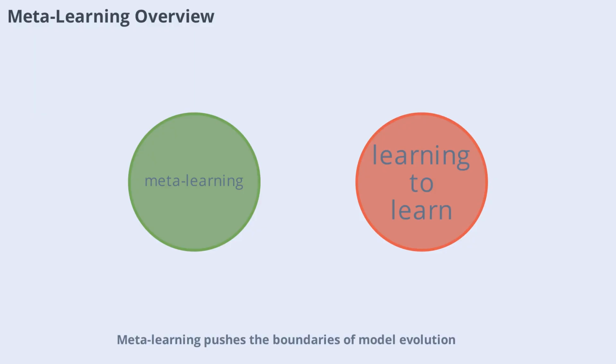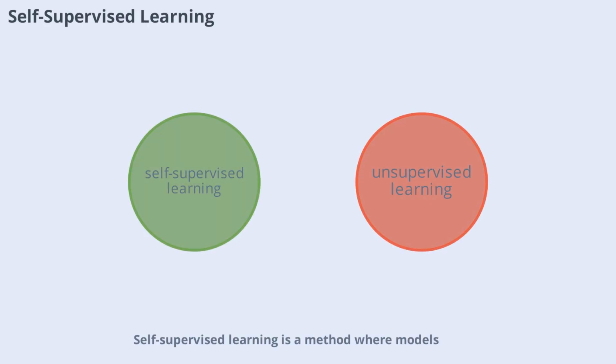Meta-learning pushes the boundaries of model evolution by making adaptation faster and more flexible. Self-supervised learning is a method where models generate their own labels from the data, allowing them to learn useful representations without manual annotation. This technique has gained popularity in natural language processing and computer vision, where labeled data can be scarce. Self-supervised learning enables models to leverage vast amounts of unlabeled data, accelerating the evolution process and improving performance.